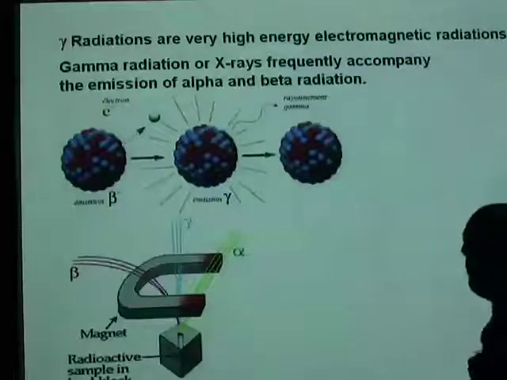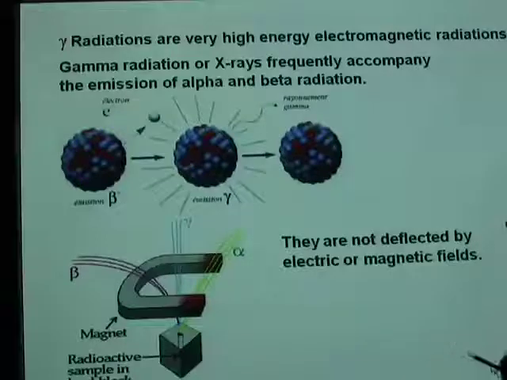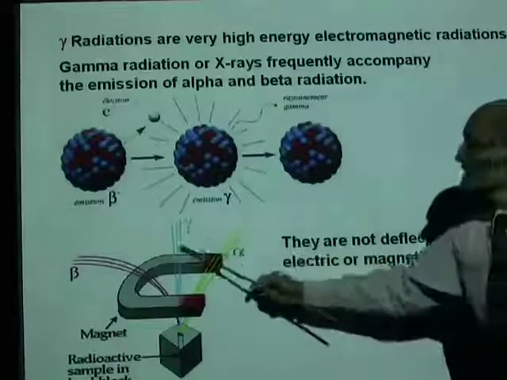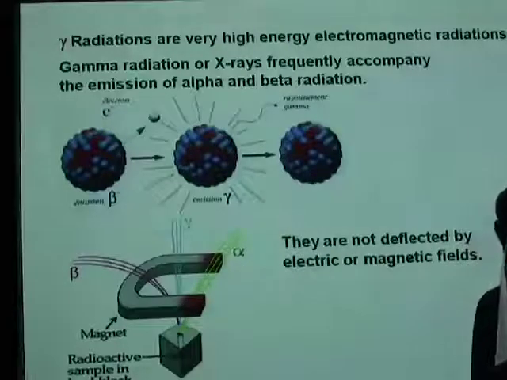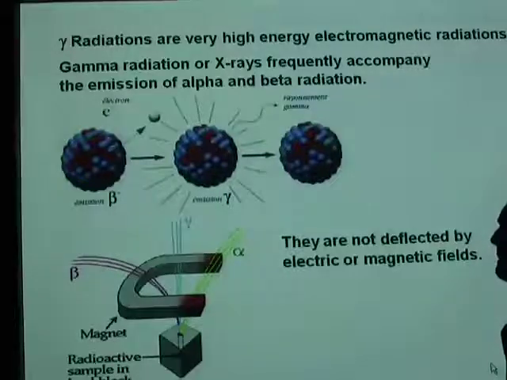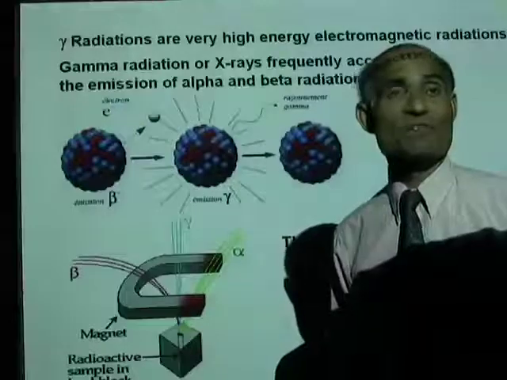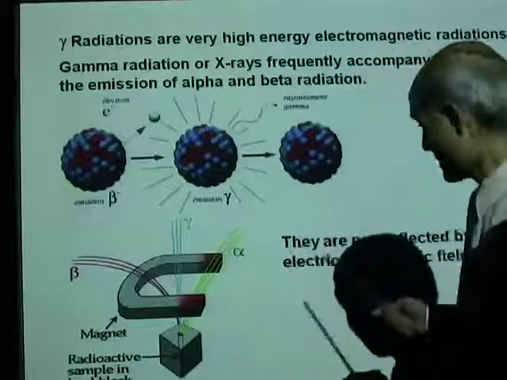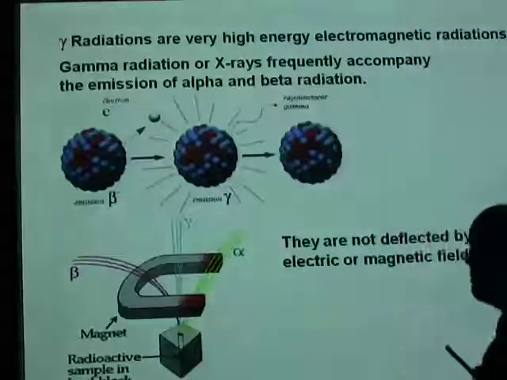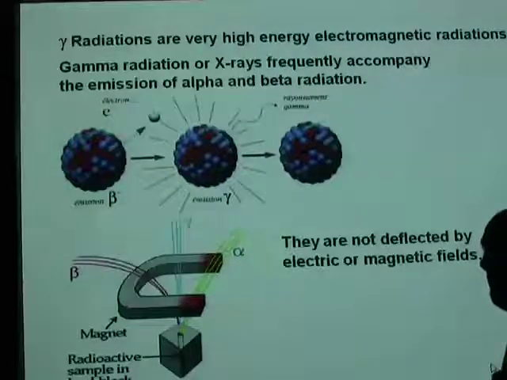Well, we have already looked at these pictures already. These gamma radiations are not deflected by electric or magnetic fields. But none of the electromagnetic radiations can be deflected by electric or magnetic fields.